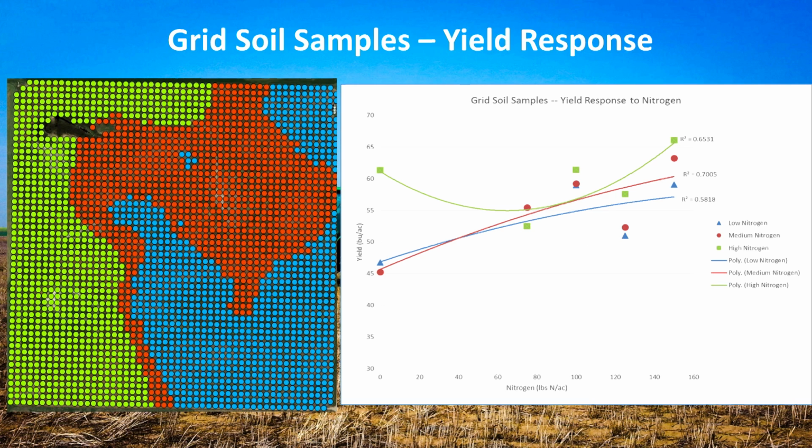For grid soil samples, there's not a lot of differentiation between those curves. The means are pretty much at the same level, so we probably haven't identified meaningfully different zones. Again, the responses, particularly for the blue and the red curve, are almost identical. So really, I would call this unsuccessful.